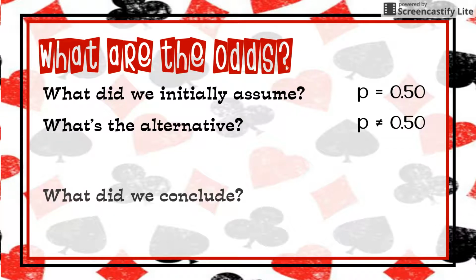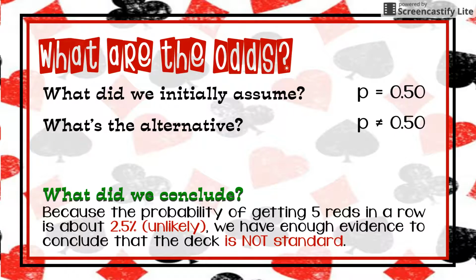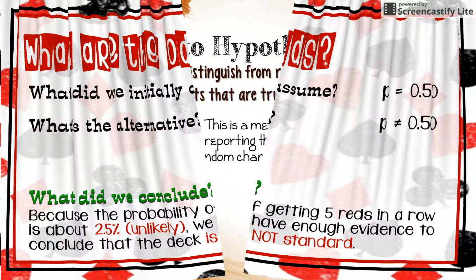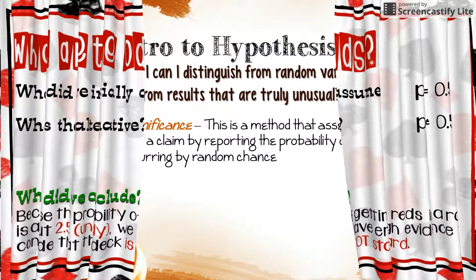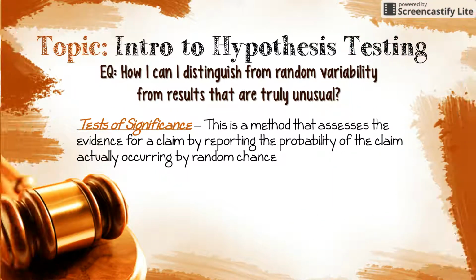Here's the thing, though. If you drew 4, 5, or even 6 red cards in a row, let's say that actually happened, you might want to suspect that maybe the deck is not a standard deck. There might be something going on, especially since the chances of getting 5 red cards in a row is so unlikely. There's enough evidence to suspect something is not quite right. Congratulations and welcome to hypothesis testing. You're taking something to see how unusual what you just saw is, of course, assuming something is true.